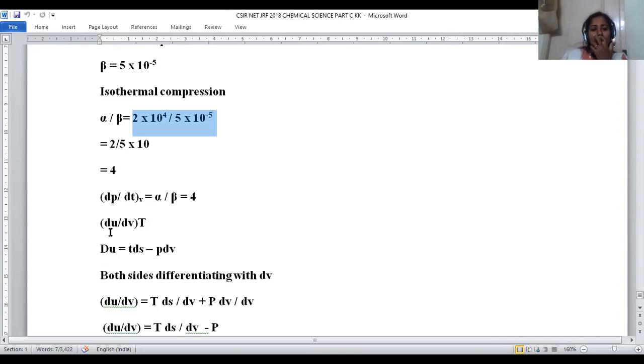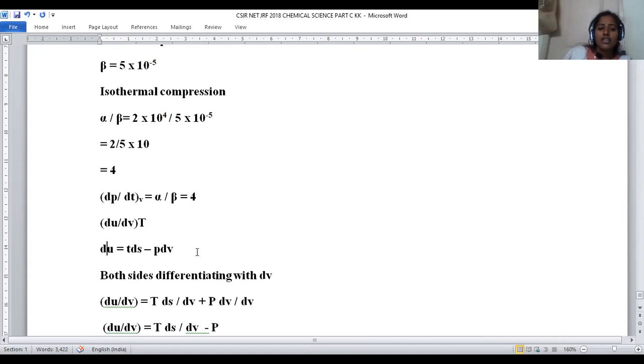Now the requirement is the calculation of du by dV, to be calculated at the given standard conditions. This is in accordance with the Maxwell relationship. dU is given by, it should be small d, not capital D, dU is equal to TdS minus PdV. The formula for this dU calculation will be dU is equal to TdS minus PdV.